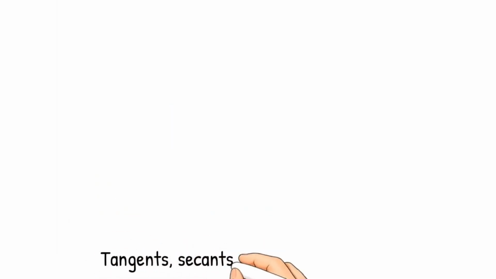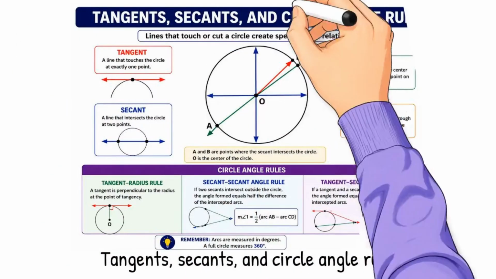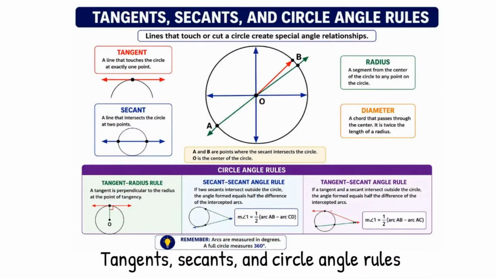Another major fact is that tangents touch a circle at exactly 1 point. A radius drawn to the point of tangency is perpendicular to the tangent line. 2 tangents from the same external point are equal in length. Secants, which cut through a circle at 2 points, create important angle relationships too. For example, an angle formed outside the circle by 2 secants, or by a secant and a tangent, depends on half the difference of the intercepted arcs.